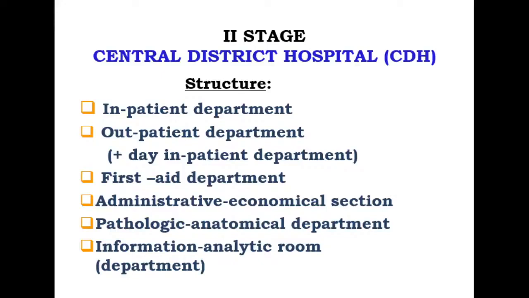What is different? In the structure of the Central District Hospital, there is a therapeutical department, which includes beds for different types of disease. But in the town hospital, there are a lot of therapeutical departments: cardiovascular, gastroenterological, pulmonological, and endocrinological departments. In the Central District Hospital, these departments are absent, only a common therapy department.